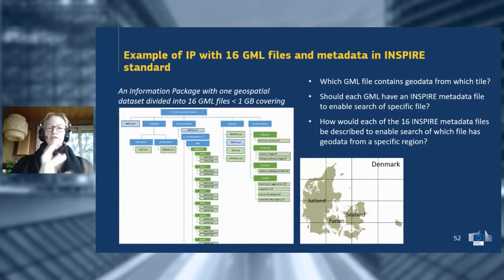And apart from the logical way of parting files with the main parts of Denmark, often we also use this tiling or grid method, where you just split Denmark maybe into 16 squares and then each file covers one square. And again, I would need to know which GML file contains geodata from which tile. And again, should I then have 16 Inspire metadata files to describe each geodata file in the information package? And how should I describe them? How do I describe what tile contains which information and so on? So this is what's troubling us in Denmark, because we do have information packages with lots of geospatial files inside them. Next slide, please.